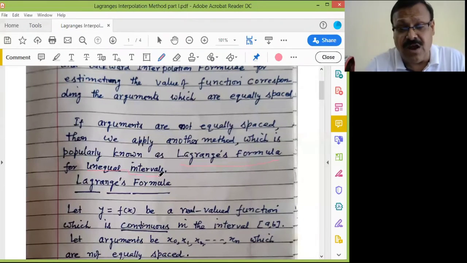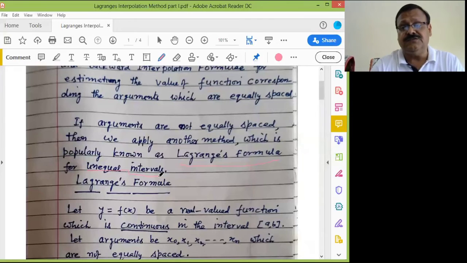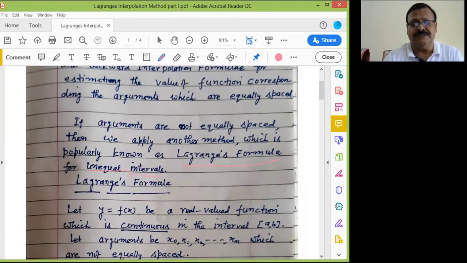This is the Lagrange formula, pronounced correctly. Is it okay? So we have to correct our pronunciation also. The names of the mathematicians we must try to pronounce almost perfectly, or at least try to understand. So, Lagrange formula. So what does the Lagrange formula say?